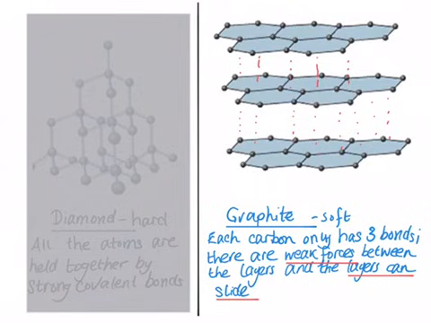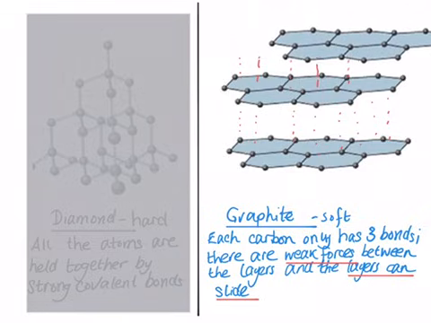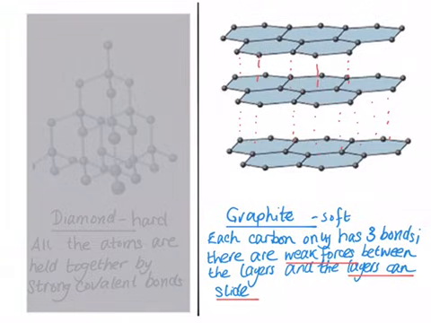So graphite is soft. And the reason why graphite is soft is because each carbon has a maximum of 3 bonds. 1, 2, 3. 1, 2, 3. 1, 2, 3. And because it's got 3 bonds, there are weak forces between the layers. So this is one layer, this is another layer, this is another layer. And because there are weak forces between the layers, it's easy for the layers to move and slide over each other. And because the layers can slide over each other, it makes graphite soft.